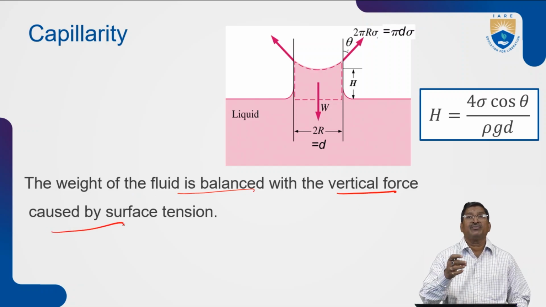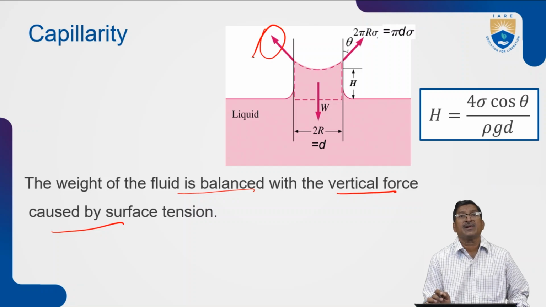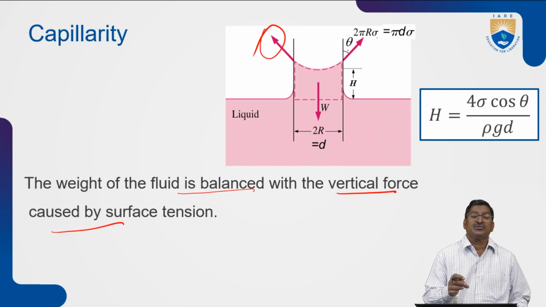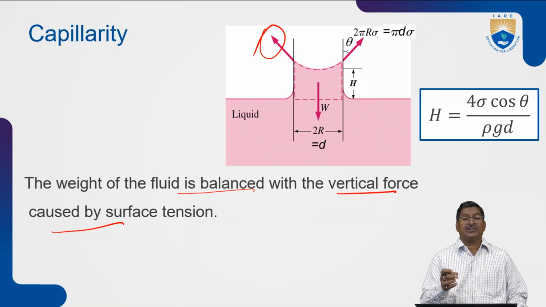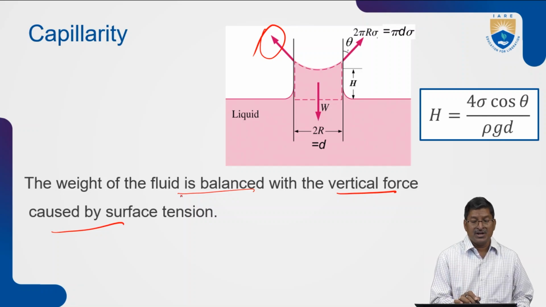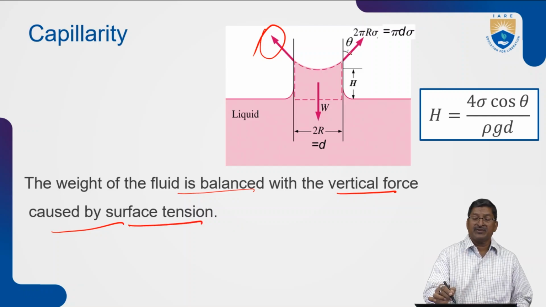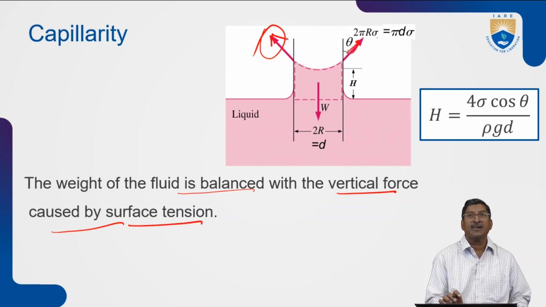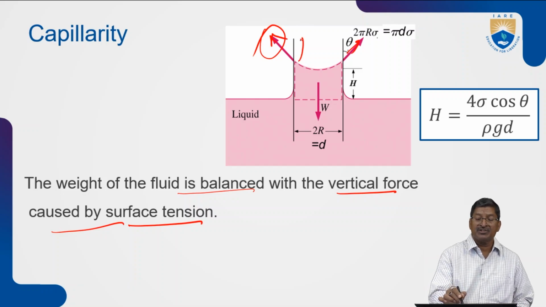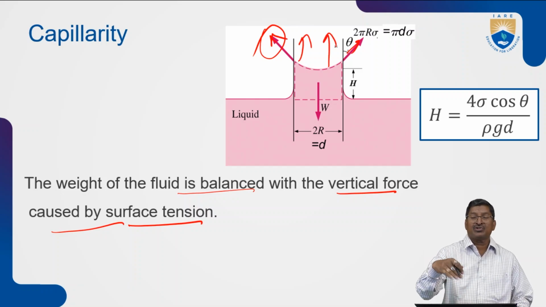Whatever may be the vertical force applied by this capillarity decides how much water can be raised. That depends upon the weight of the fluid. It balances: the weight of the fluid is balanced with the vertical force caused by the surface tension. This force is called surface tension. This force is resolved vertically, so whatever the force upwards, that much water will be raised.